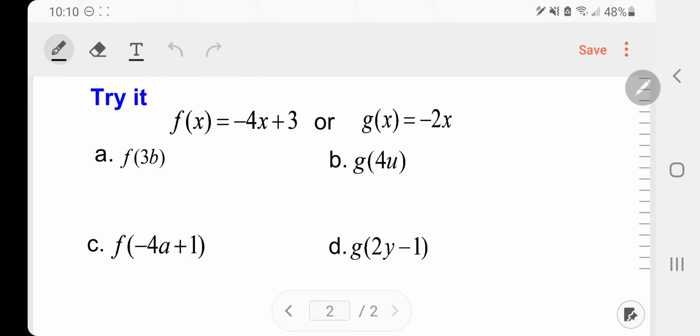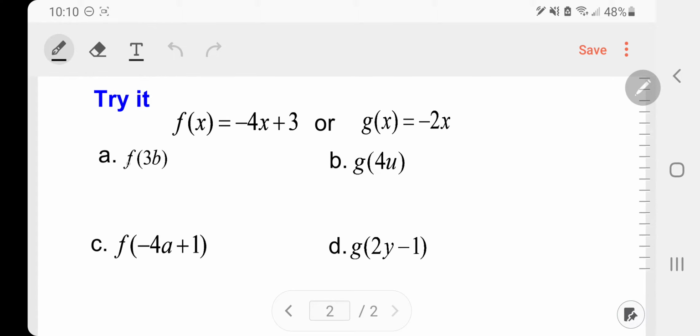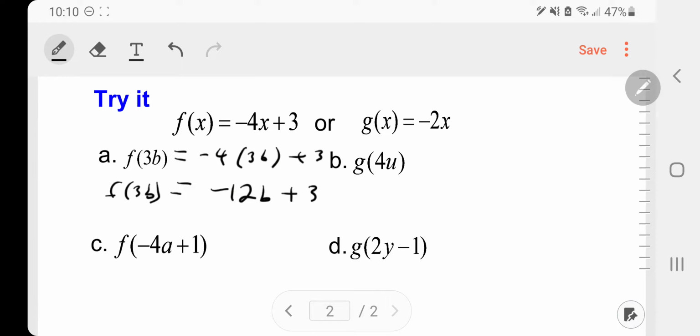Okay, so a couple more examples here. The first one, we have f of 3b. Now again, the f in front tells you that you are using the f of x function, and 3b tells you that is what you are plugging in for x. Okay, so let's go ahead and do that. We get negative 4 times 3b plus 3. Okay, so that's going to give me a negative 12b plus 3. And that's simplified. Can't do any more with that, so that would be my final answer.